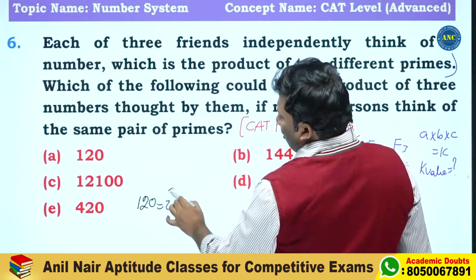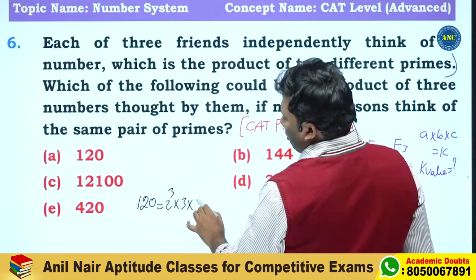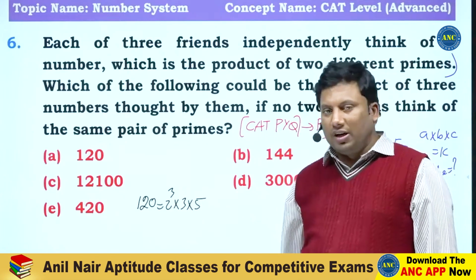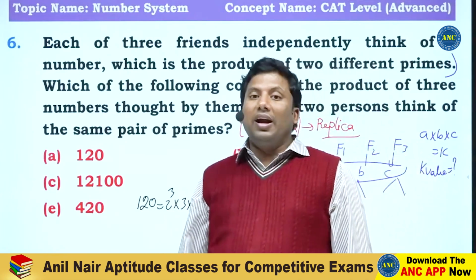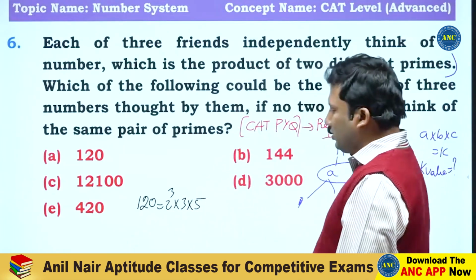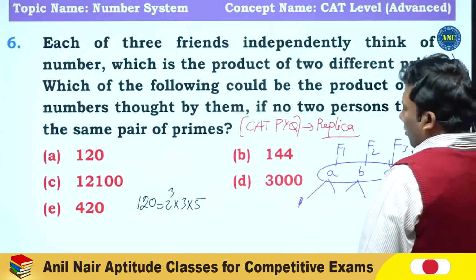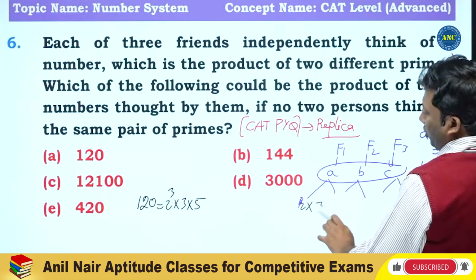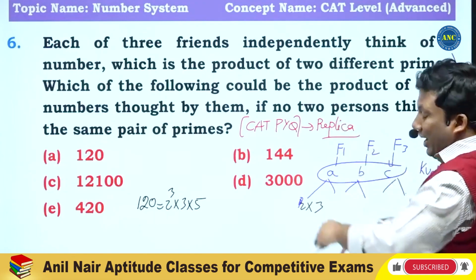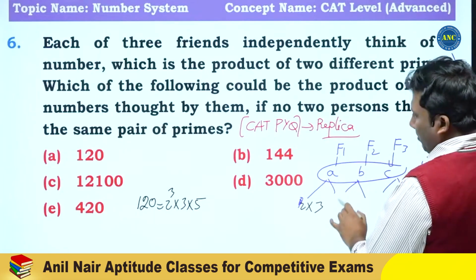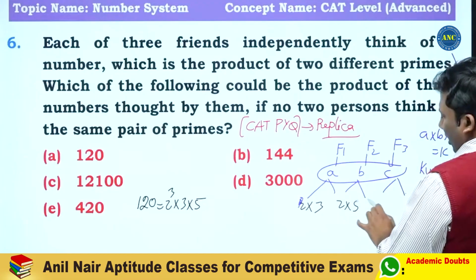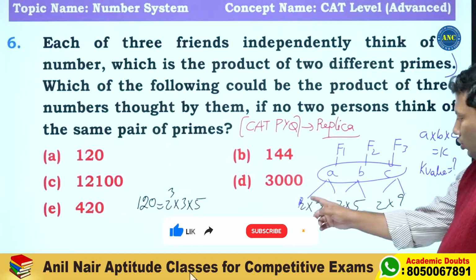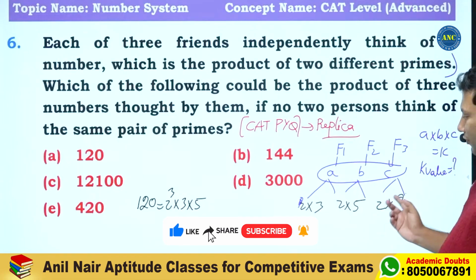120 is 2 cube into 3 into 5. Am I right? 8 into 15 is 120. Step number 1, write the number as a power of prime bases. Now I need to write it as A into B into C. If I give 2 into 3, why? Because A can be written as a product of prime bases, 2 into 5. But where is this prime number? 2 cube into 3 into 5.